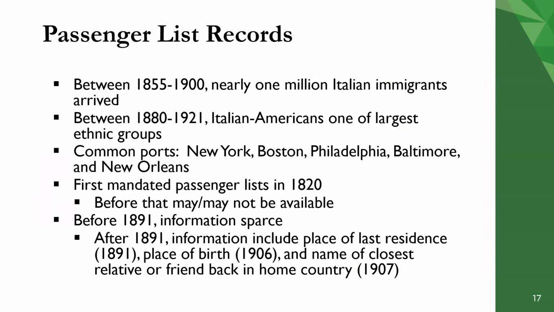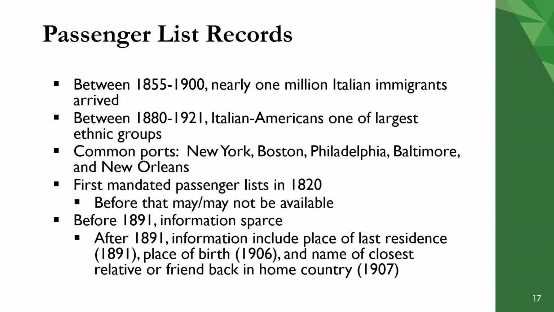And then passenger list records. So between 1855 and 1900, there was over 1 million Italian immigrants that arrived. Between 1880 and 1921, Italian Americans were the largest ethnic group. The common ports would have been New York, so either Castle Garden or Ellis Island, Boston, Philadelphia, Baltimore, and New Orleans.